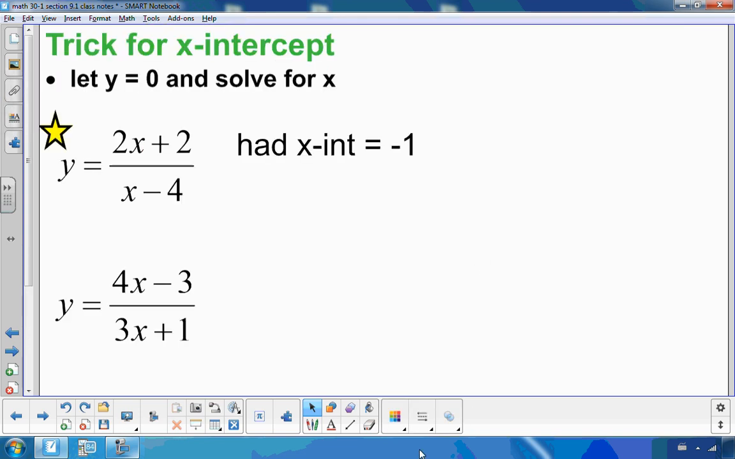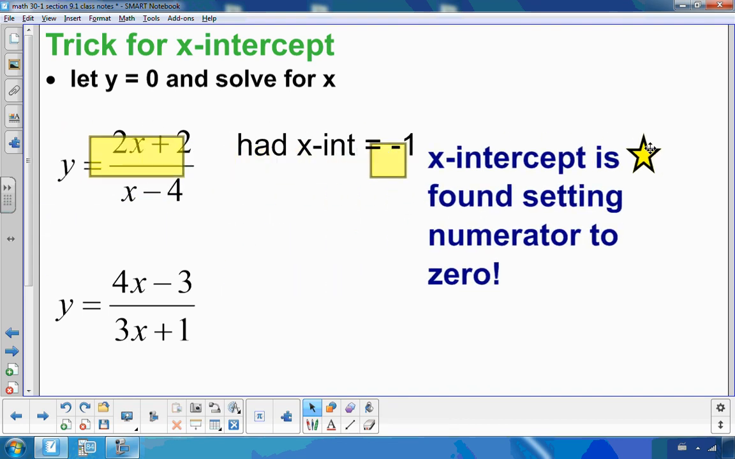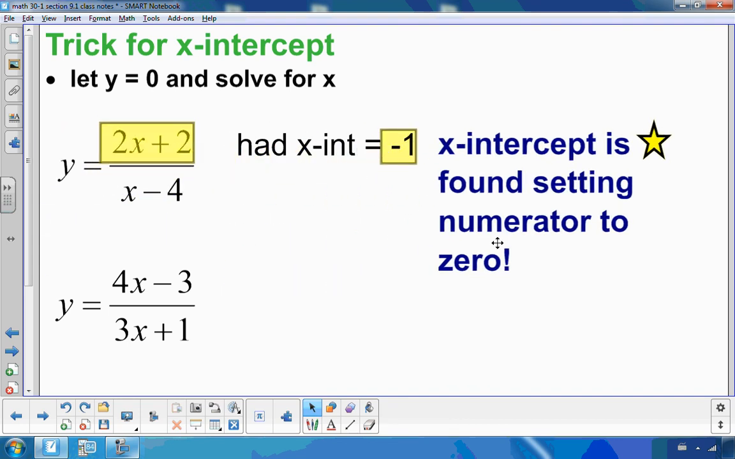Okay, let's look at the trick for the x-intercept. So this graph had an x-intercept at -1. So you can see right there, it's found by setting the numerator equal to 0. 2x plus 2 equals 0. 2x equals -2. X equals -1. Here's the reason why this trick works.